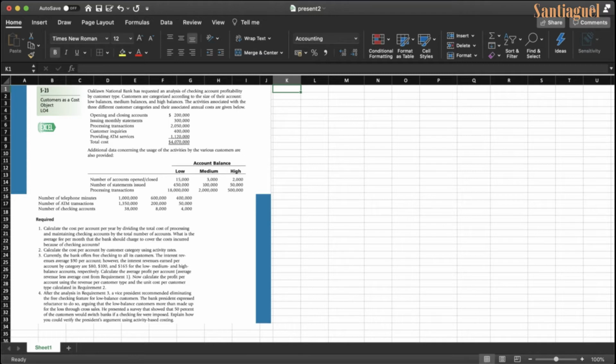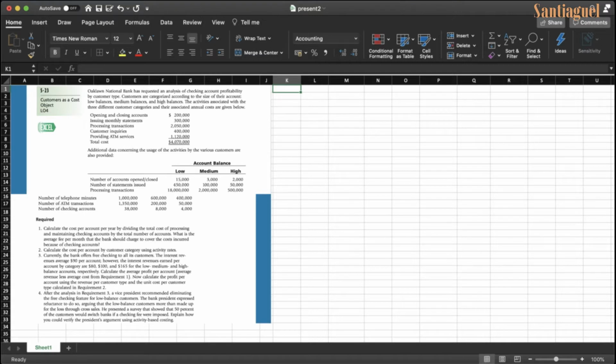Account balance into low, medium, and high. Number of accounts opened or closed: 15,000 for low, 3,000 for medium, 2,000 for high. Number of statements issued: 450,000 for low, 100,000 for medium, 50,000 for high. Processing transactions: 18 million for low, 2 million for medium, 500,000 for high.